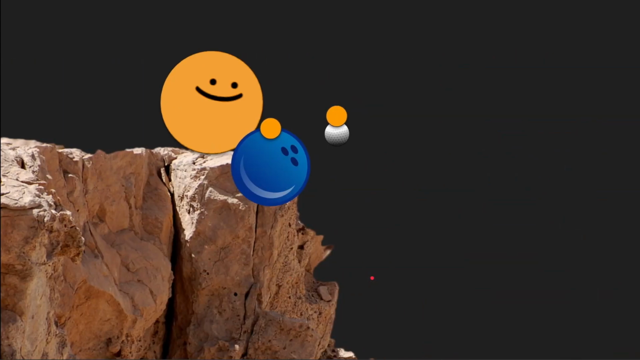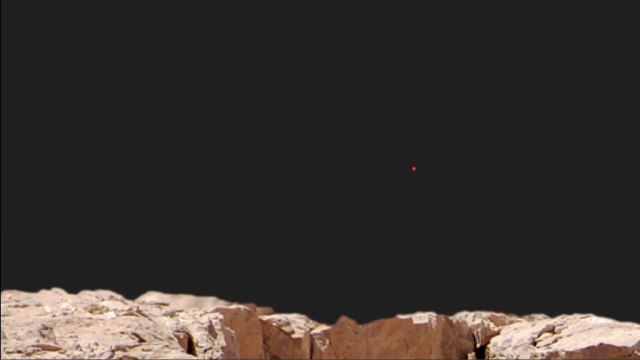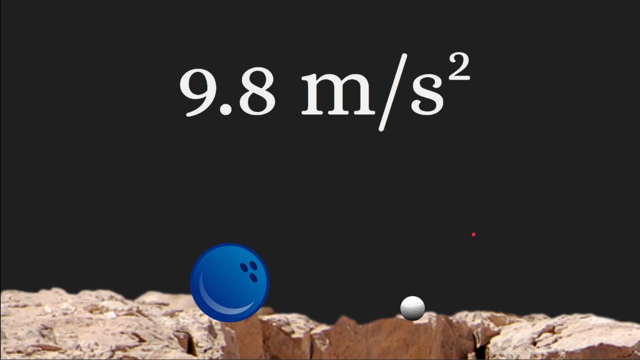Now let's take a heavy object, like a bowling ball, and a light object, like a golf ball, and drop them off a cliff. At the bottom of the cliff, assuming there isn't any air resistance or any other factors affecting the fall, both objects will hit the ground at the same time, regardless of size. Gravity is constant and will always pull at objects at a value of 9.8 meters per second squared. All objects in free fall will have their velocity increase at this rate.